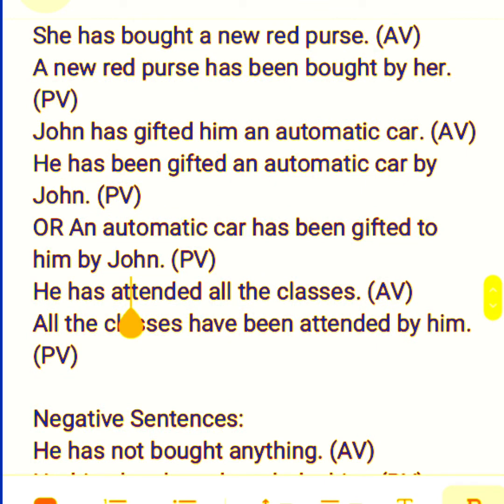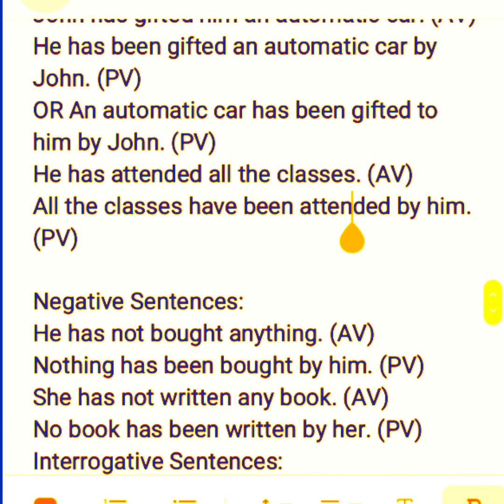He has attended all the classes. All the classes have been attended by him. Negative sentences. He has not bought anything. Now we have to convert anything into nothing when it becomes subject because it is the same thing, okay? But if we start with anything has not been bought by him, it is also okay, but this suits more than this, okay? Nothing is negative. We have not to use not again, the not word. Nothing has been bought by him.